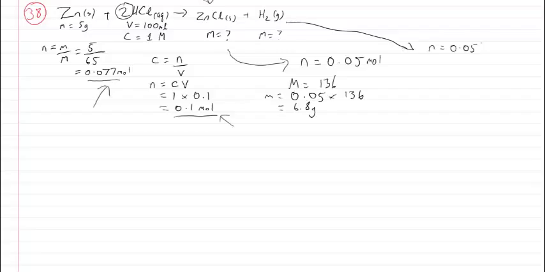So n is 0.05. Our molar mass of hydrogen is just 2. Okay? Because there are 2 hydrogens in a hydrogen molecule, so it's a mass of 2. So therefore, our actual mass is equal to 0.05 times 2, which is equal to 0.1 grams. Okay, so there we go. There are our answers. We have 6.8 grams of zinc chloride and 0.1 gram of hydrogen gas.